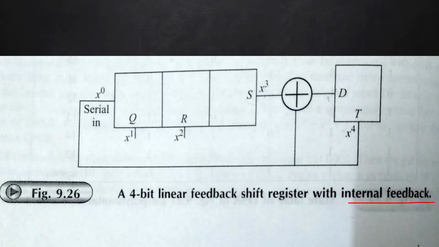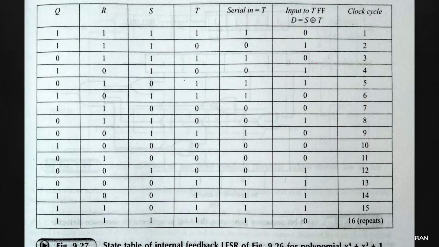What is it? Here this is that XOR operation. Inputs are the output of our S or X cube and X raised to 4. These two form the input of our XOR, and its output is connected to the last flip-flop's input, not to the external. So that is why this is the representation of internal feedback in a linear feedback shift register. These types of circuits are also valid. Okay, so this is the state possible in this internal feedbacking.